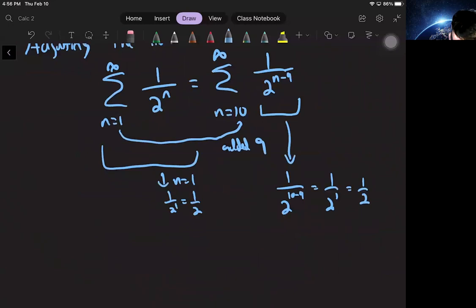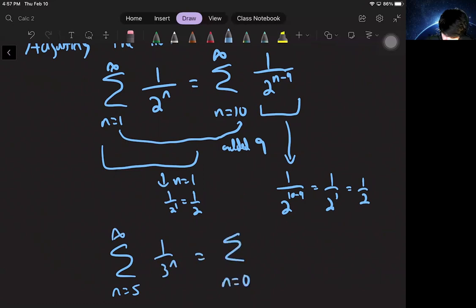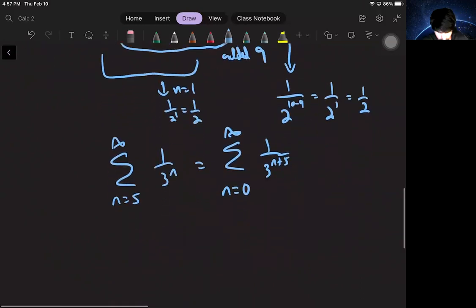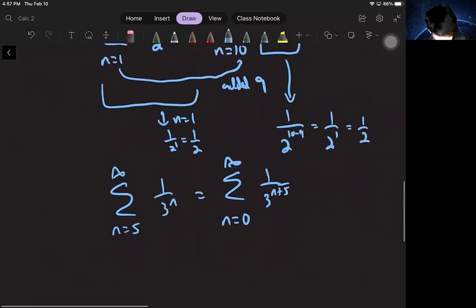So if I subtract, I could do that too. If I have something like this, if I want to subtract 5 from the index, then I have to add 5 to the n to make up for it. So that rule is also very useful. So keep those in mind.